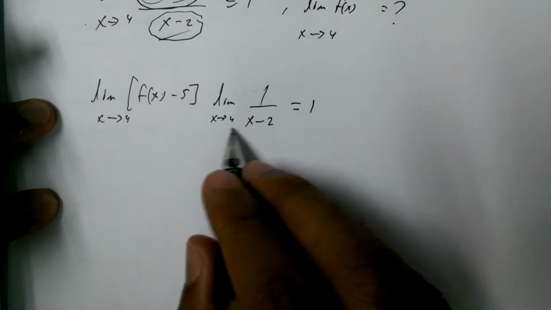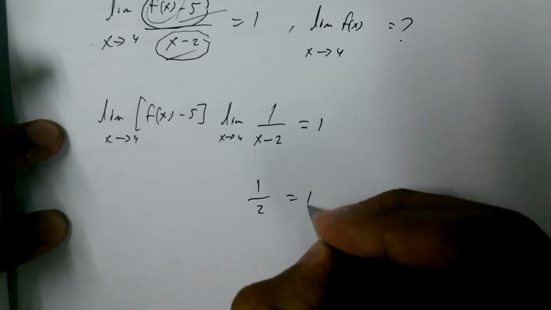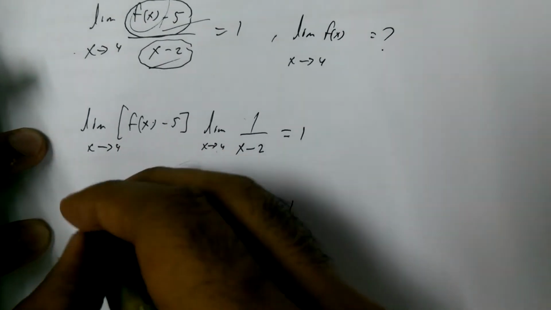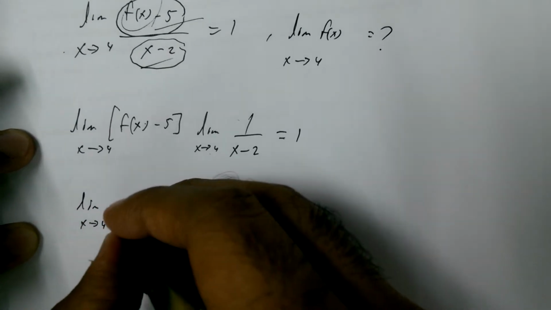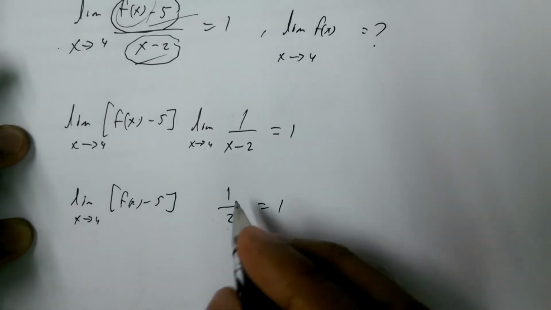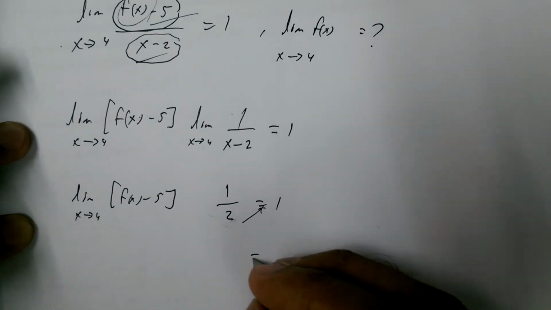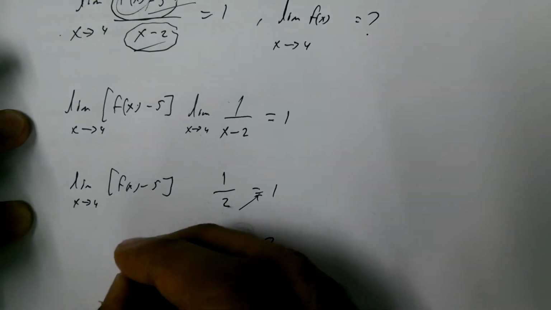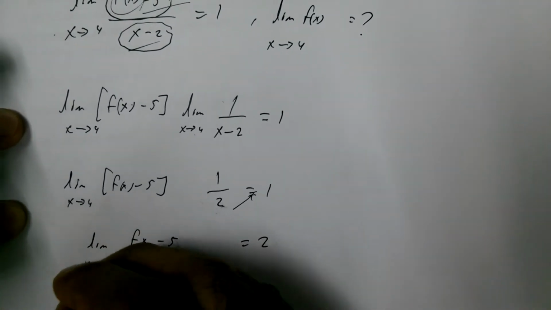This one can easily be solved. You can use direct substitution and you get 1 over 2 equals to 1. And for this one, we just leave it like that: limit x approaching 4, fx minus 5. And you can see this is 1 over 2. I can cross multiply to the other side, so I get 2 times the limit of fx minus 5, x approaching 4.